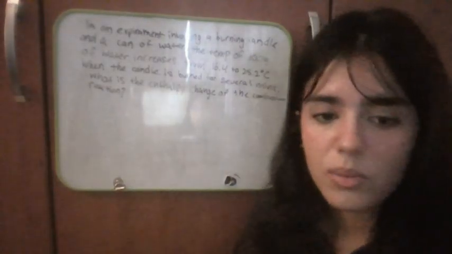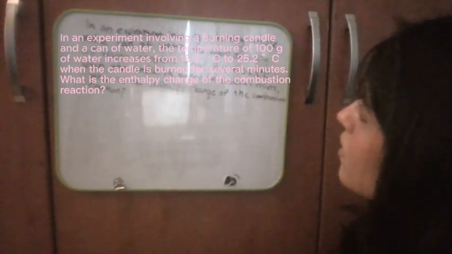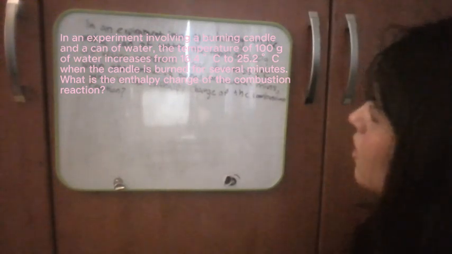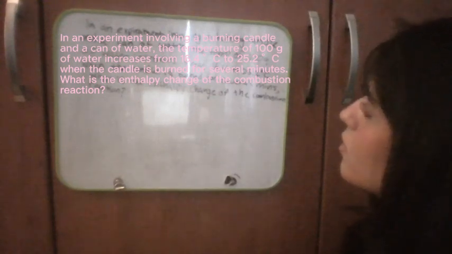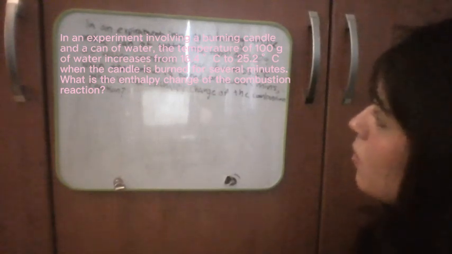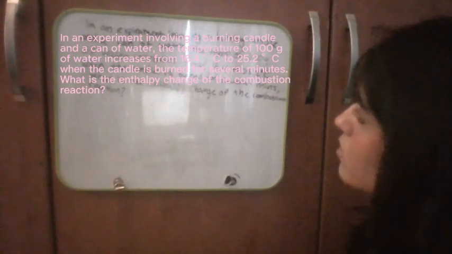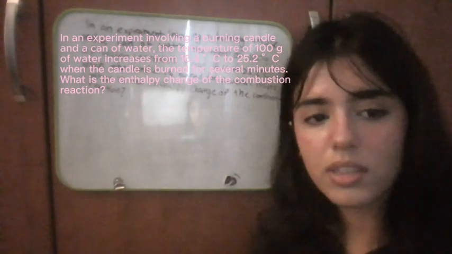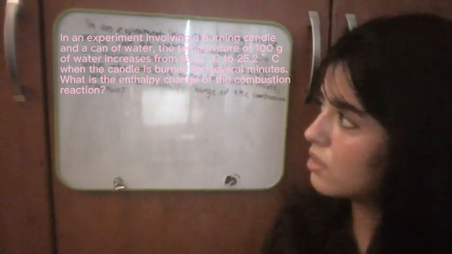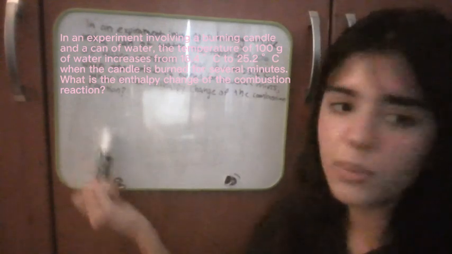Okay guys, so here's the second example. In an experiment involving a burning candle and a can of water, the temperature of 100 grams of water increases from 16.4 to 25.2 degrees Celsius when the candle is burned for several minutes. What is the enthalpy change of the combustion reaction? So as we already know, we're going to assume that delta H is equal to Q, where Q equals mc delta T, and with that, I'll just list the things that we already have.